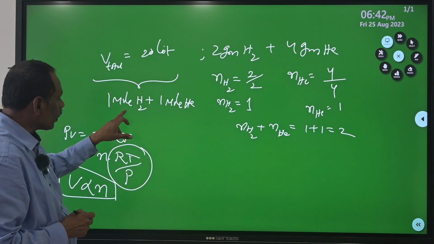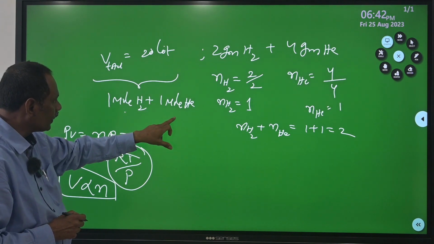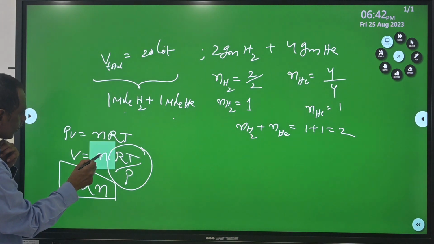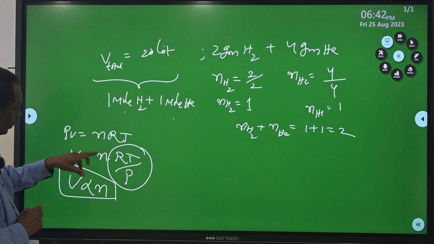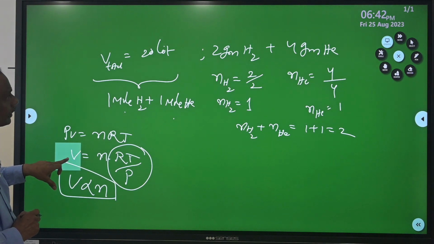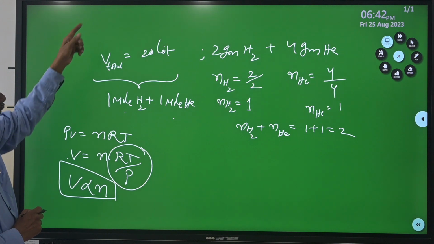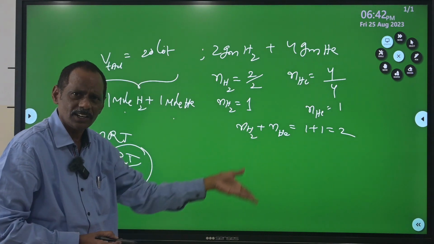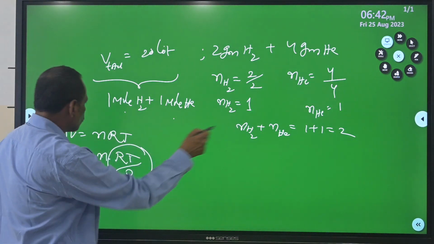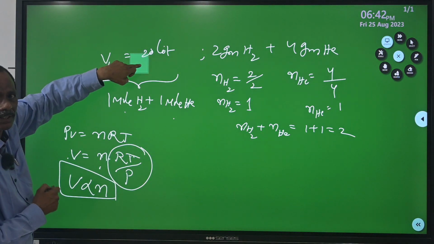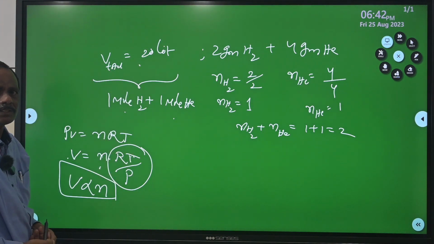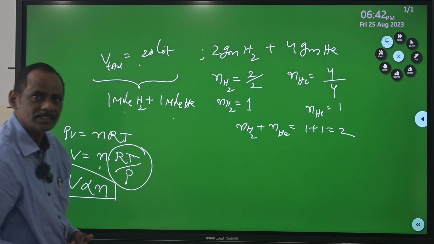Therefore, 1 mole of hydrogen and 1 mole of helium. Total 2 moles. 2 moles of that gas contains 20 liters. Therefore, the partial volume of any one gas, either hydrogen or helium, which has only 1 mole: if a total of 2 moles of gas occupies 20 liters, 1 mole of a gas occupies 10 liters. So the answer is 10 liters.